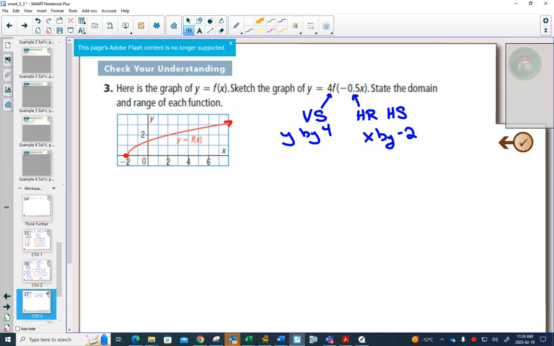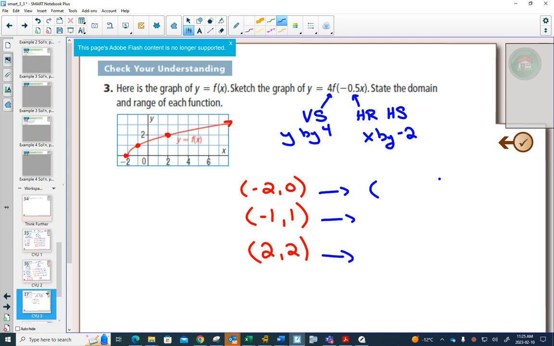If we're thinking of key points on our square root graph, those are our 3 key points. We're starting off with negative 2, 0, negative 1, 1, and 2, 2. And now we're going to be multiplying our x values by negative 2 and our y values by 4. So above the arrow, just write down what you need to do.